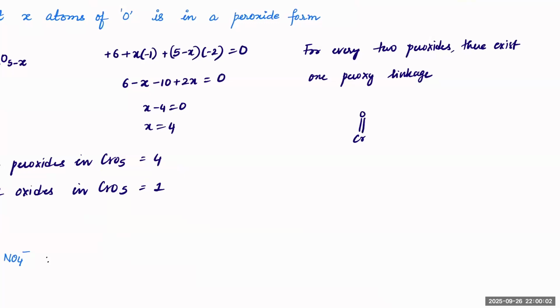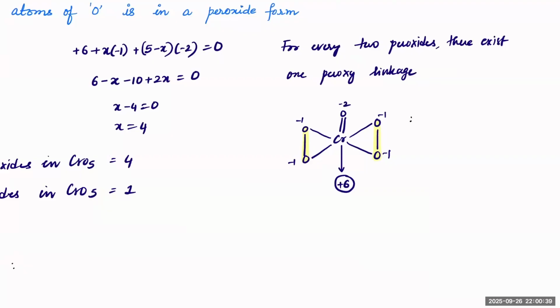Chromium will have Cr double bond O, like this. We'll have O and O this way, O and another O this way connected. Now you can see this is one peroxy linkage, this is one peroxy linkage, and these are all peroxides with each having minus 1 charge, and this one is an oxide which has minus 2 charge. And chromium, you can see it is losing 4 electrons to peroxides and 2 electrons to oxide. So that makes oxidation state as plus 6. Correct? Clear?